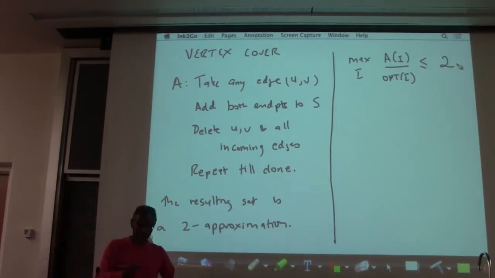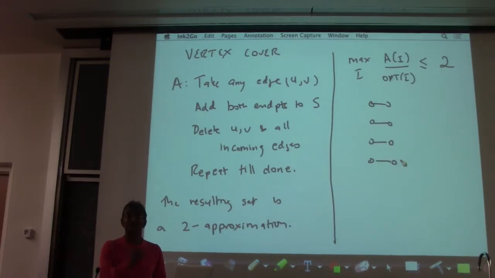So if you start trying to picture what this looks like, it starts looking like this: the first edge we pick, the second edge. Does this remind you of anything? Someone said matching. Who said matching? Very good. It's a matching. It's not a maximum matching or a perfect matching or any kind of matching. It's a matching. And I'm going to keep picking edges till I'm done.